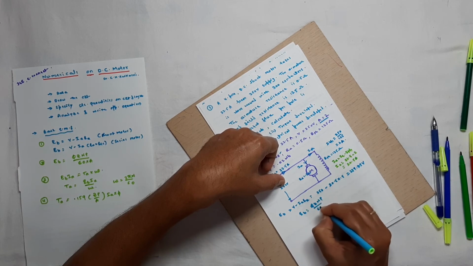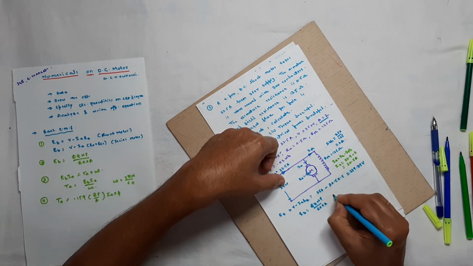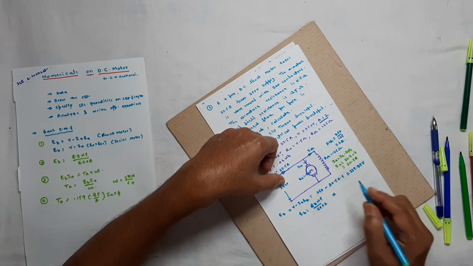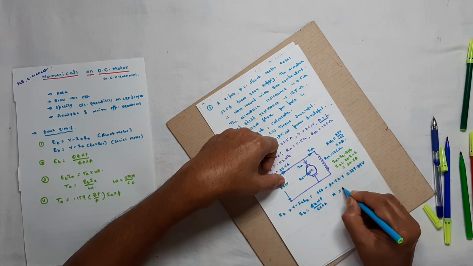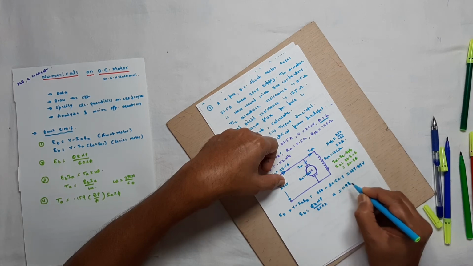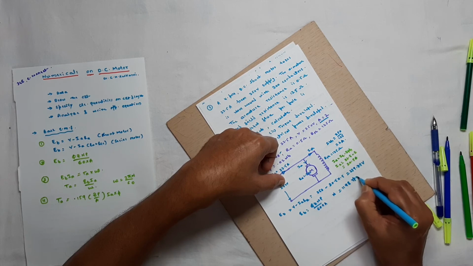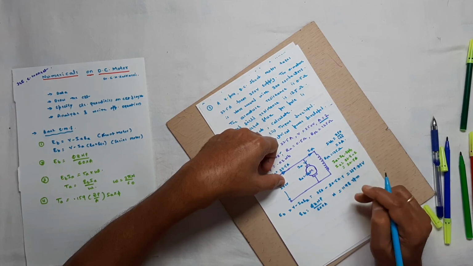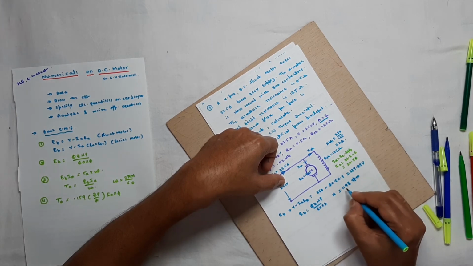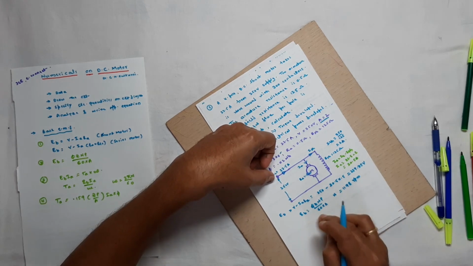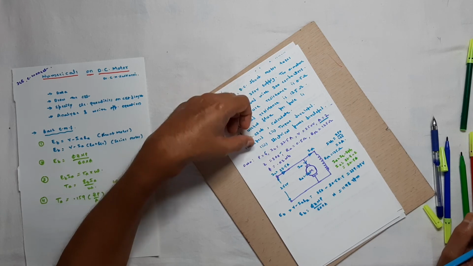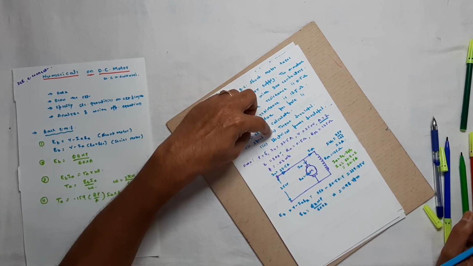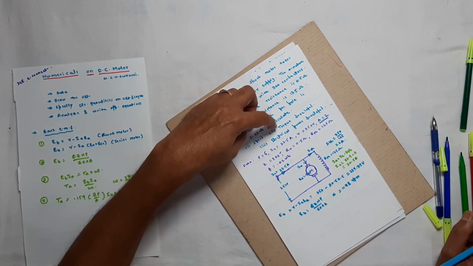From that, you have to find out N. Substitute everything. The N what we are getting from this is 1198 RPM. The fraction you have to neglect. Therefore, the speed what we are getting is 1198 RPM. Once again, you have to make use of this formula for N. Then the next one what he asked is the torque developed.